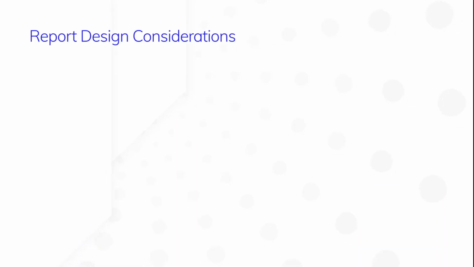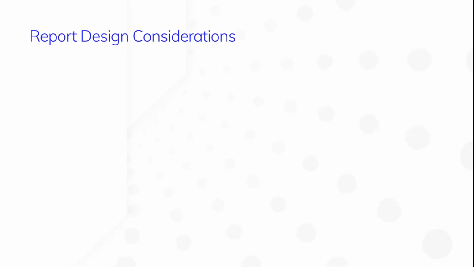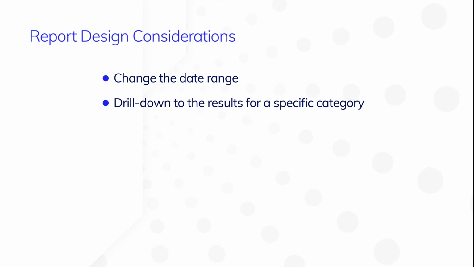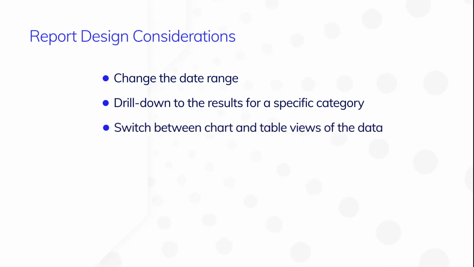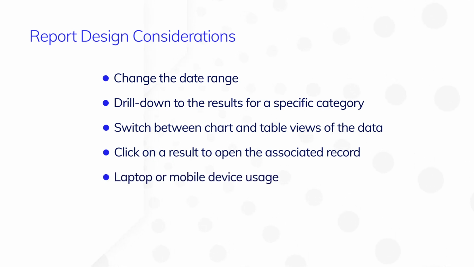In your design, consider using tooltips, links, filters, and drillable elements to allow users to easily find what they're looking for. For example, consider whether users will need to change the date range, drill down to the results for a specific category, switch between chart and table views of the data, or click on a result to open the associated record. Use any tool you'd like to mock up the layout and content of each report. The design should consider whether viewers will use laptops or mobile devices. You can update the mockups as you learn more about designing reports in other interfaces.